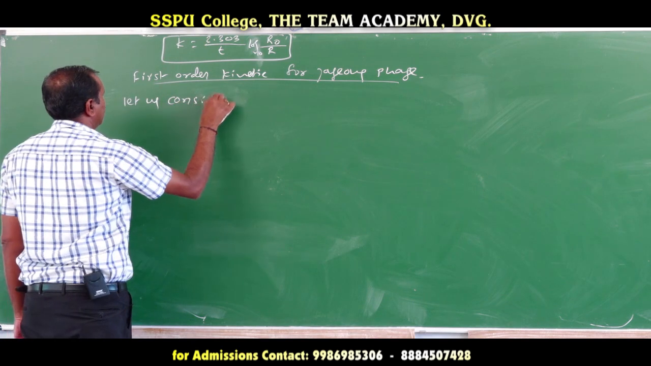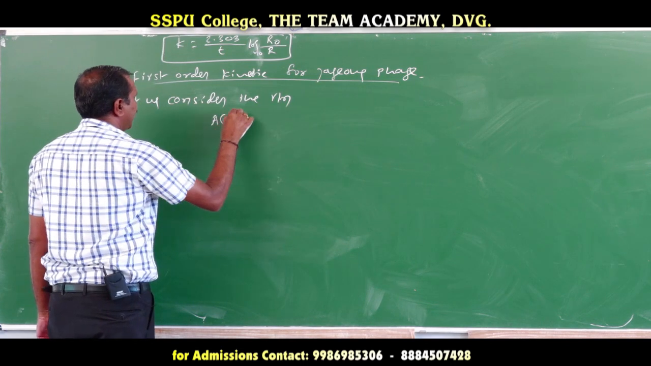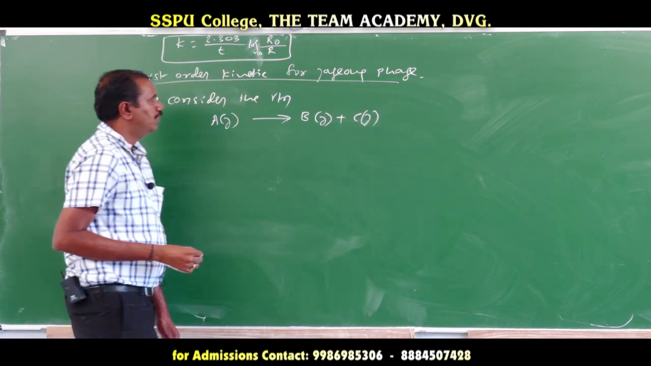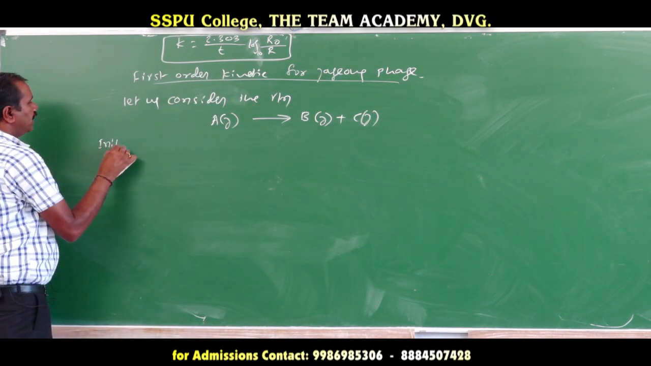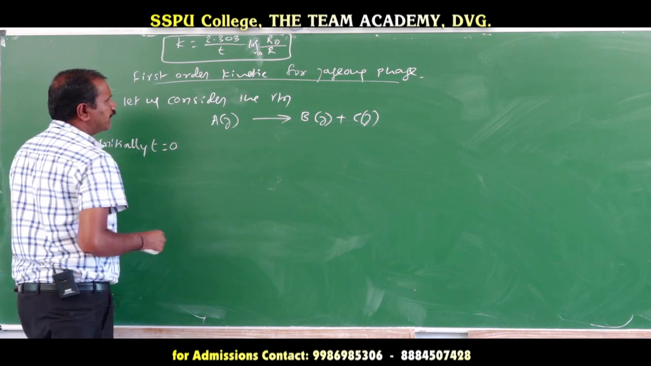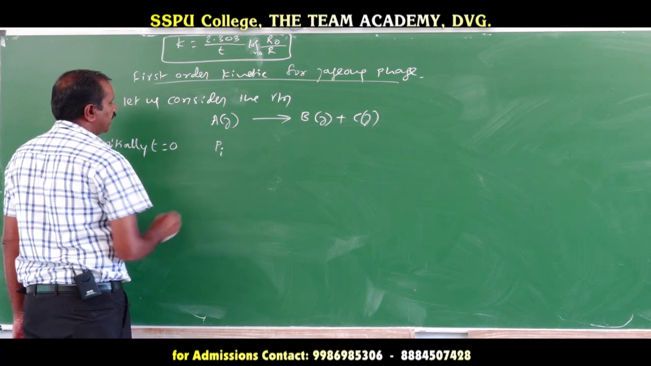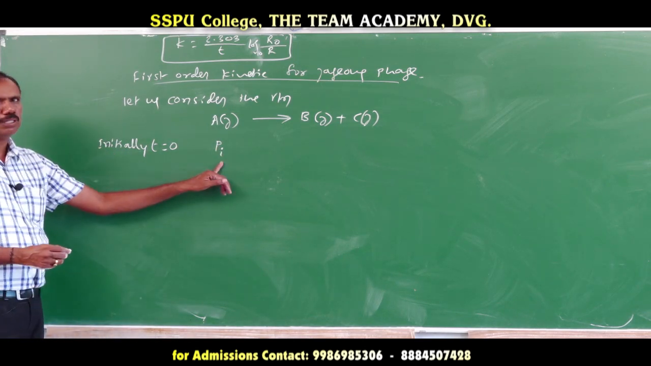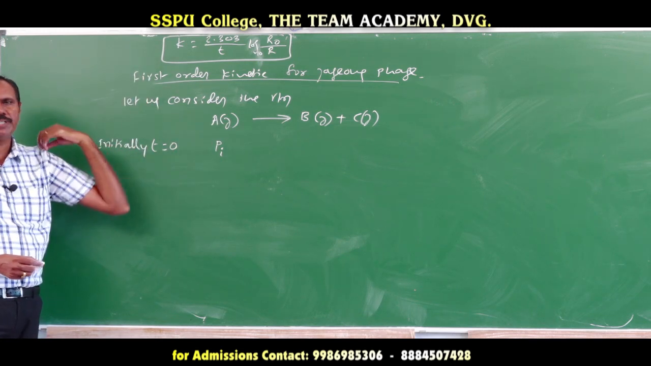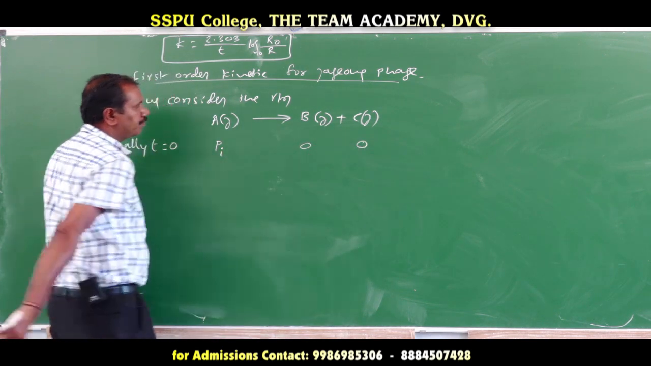Reaction: A gas becomes B gas plus C gas. Initially, when t is 0, the concentration of A we may write as Pi, meaning initial pressure, not R naught. R naught is used when concentration is in terms of mole per dm cube. Here it is Pi. Then the products are 0, 0.